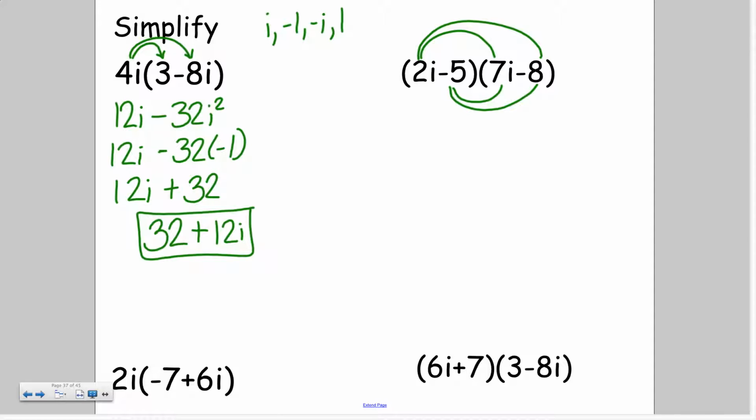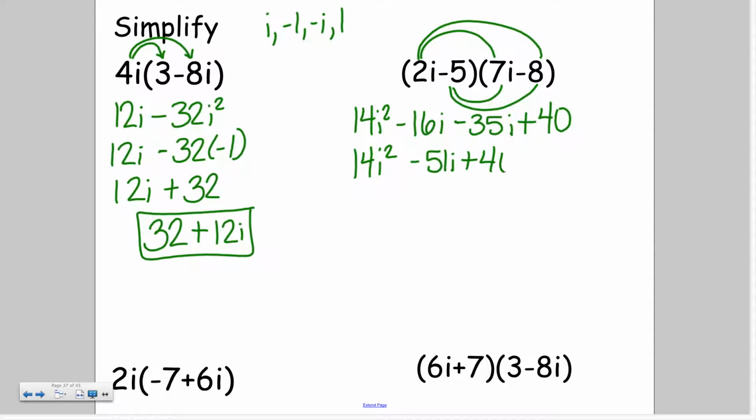So 2 times 7 is 14. I times I is I squared. Then I'm going to do 2 times negative 8, so negative 16i. Then negative 5 times 7 is negative 35i. Negative 5 times negative 8 is a positive 40. Now I can combine like terms. So I have 14i squared. And then negative 16 minus 35 is a negative 51i plus 40.